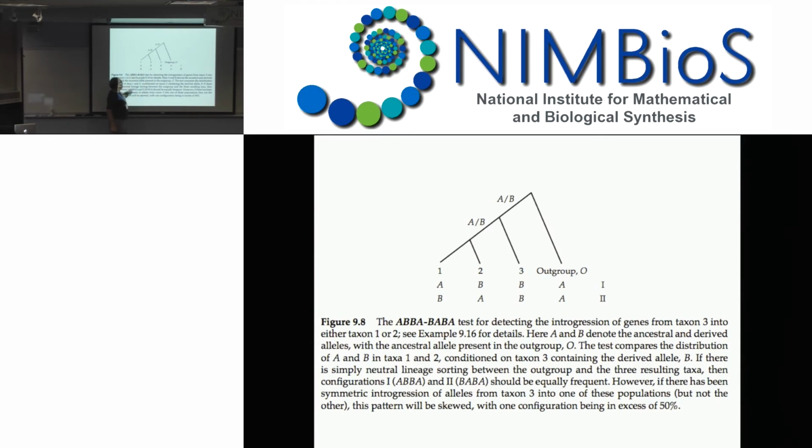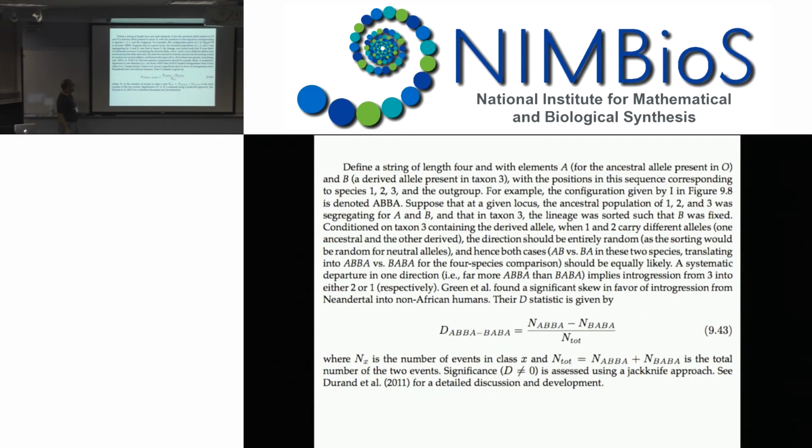These should be equally frequent if there's no integration, because it's simply random partitioning of that sequence. If there's a directionality, that indicates that I have gene flow from 3 into 1 or into 2. In this case, I think it was Africans, Europeans, and Neanderthal, and it could basically show that there was an excess here of the ABBA, so the Neanderthal and the Europeans sharing it, and a deficiency of the Africans and Neanderthal sharing it. So your test statistic is really simple.